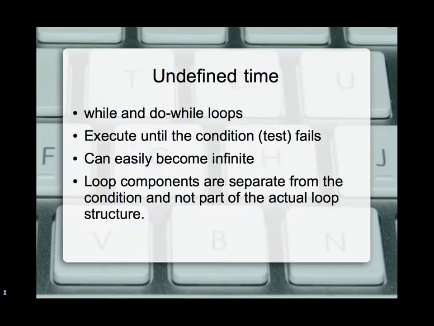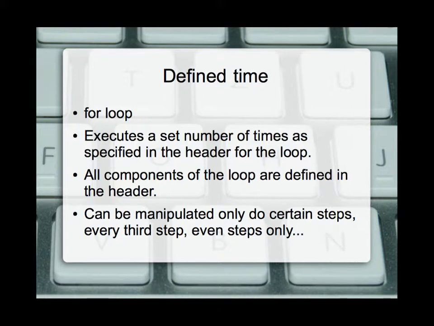Easy to go. The next loops we have are defined time loops. This is the for loop, and personally, my favorite. I like this loop for a variety of reasons, one of which is that it requires that you plan out and know what you're going to be doing in advance. The for loop executes a defined number of times, as you specify inside the header for the loop. And this can be any set of times.